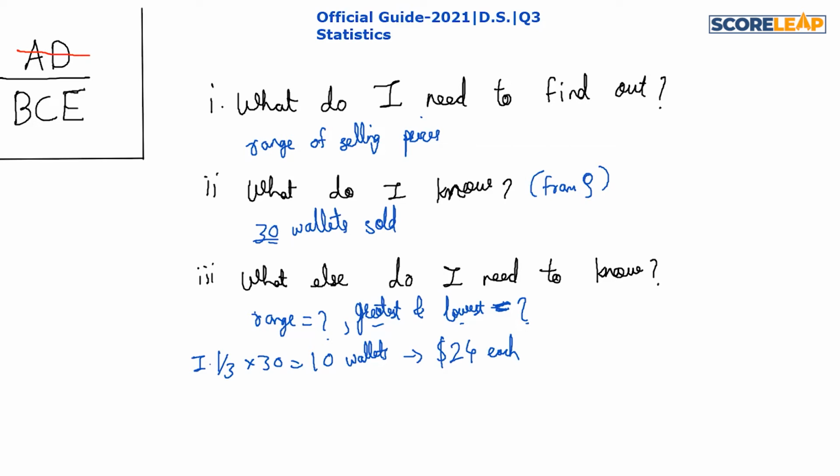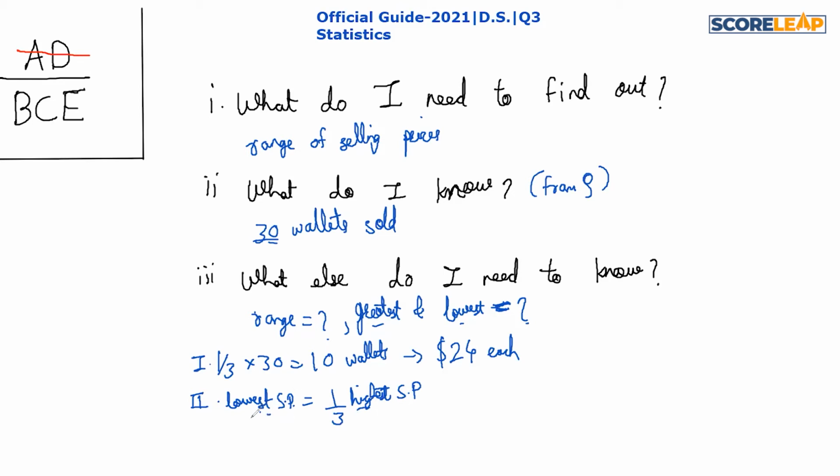Now let us jump to statement 2. So what does statement 2 say? It says that the lowest selling price of the wallets was 1/3 the highest selling price of the wallets. So the lowest selling price (SP indicates selling price) is equal to 1/3 the highest selling price. But here also we are given the relationship between highest and lowest, but we are not given the value of any one of them.